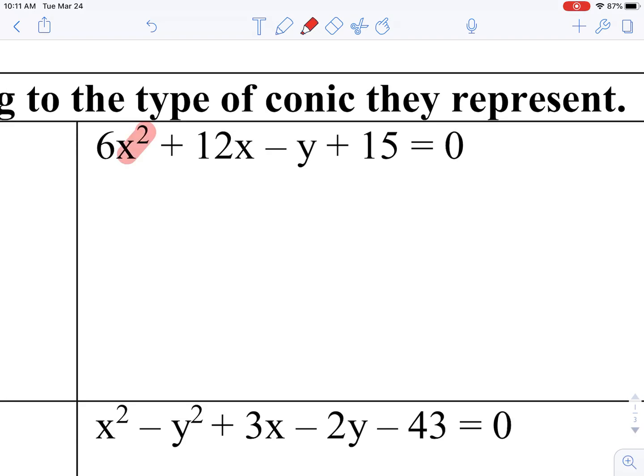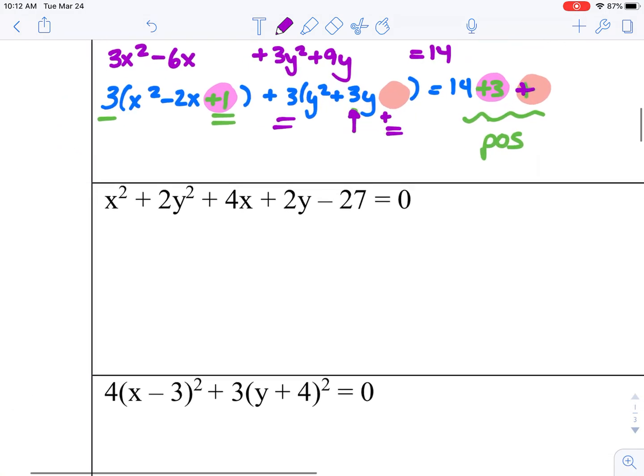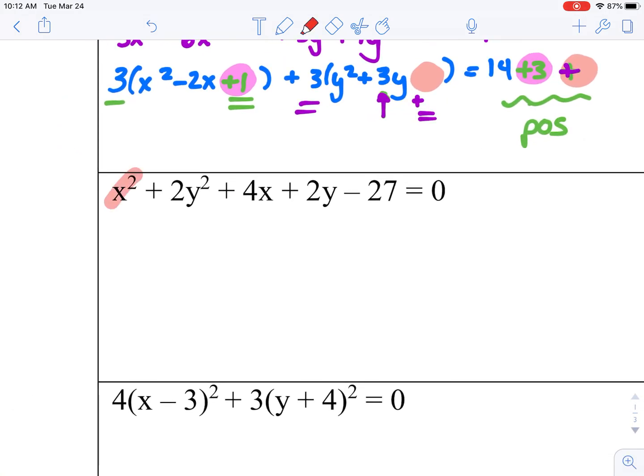How many things are being squared? Only one thing is squared, which automatically makes it a parabola. If it's your x being squared, it's going to be opening up and down. You can think of it that way. Here, this next one, we have 2 things squared. We have a plus sign, but we have different lead coefficients. So what would that make it? The plus sign is either your ellipse or your circle. Different lead coefficients makes it an ellipse.